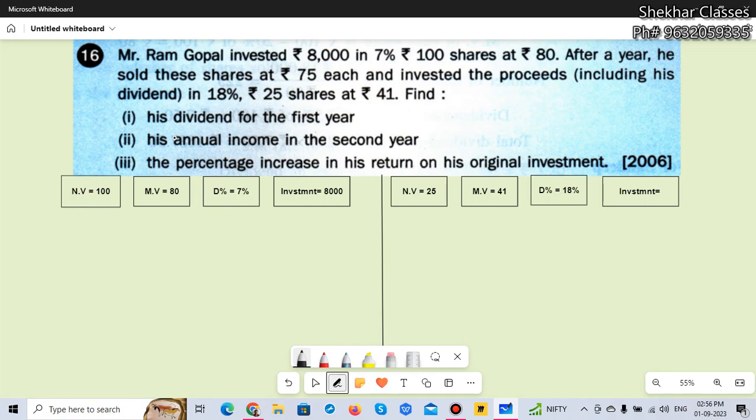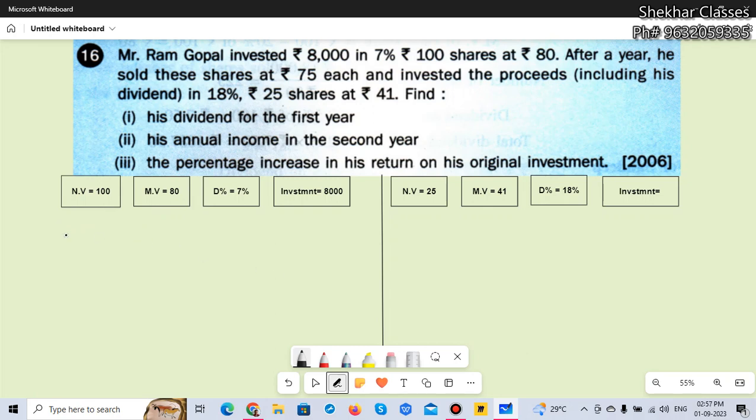See, in the first case, the nominal value is 100 rupees, market value is 80 rupees, dividend rate is 7%, and total investment is 8,000. Second case, the one where he bought the shares, the nominal value is 25 rupees, market value is 41 rupees, and the dividend rate is 18%. We do not know how much the investment is, we have to calculate that. Okay. First of all we have to find the dividend. So what is the dividend?